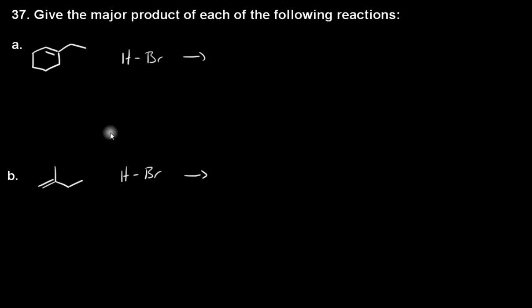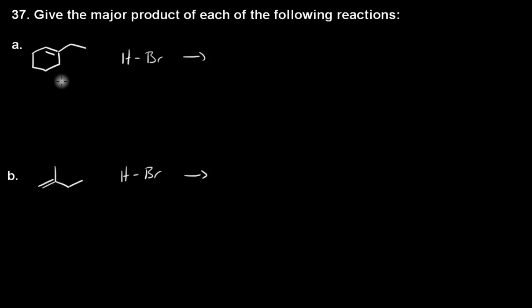Okay, so moving on to chapter 4, question 37 is asking you to give the major product of each of the following reactions. So overall, both of these reactions, actually all four sub-questions, are dealing with very simple addition reactions, and there are a couple of constants that'll remain for all of these questions.